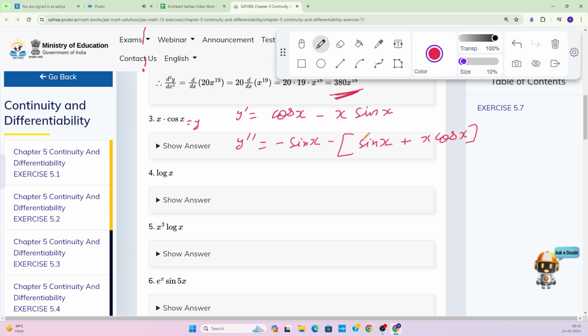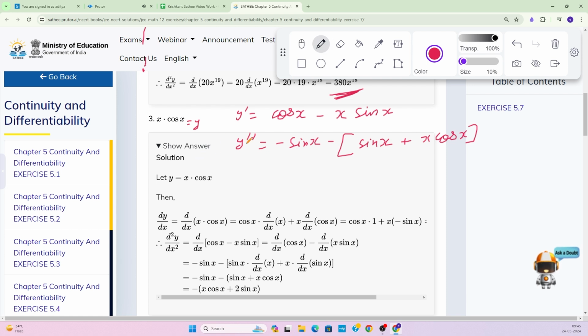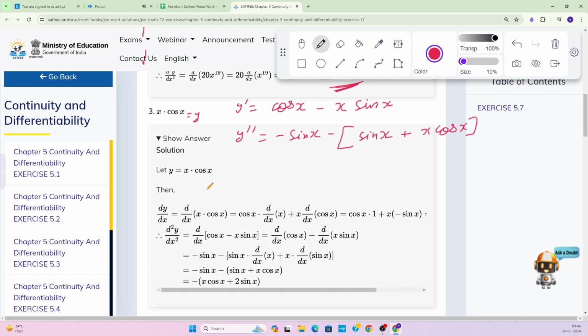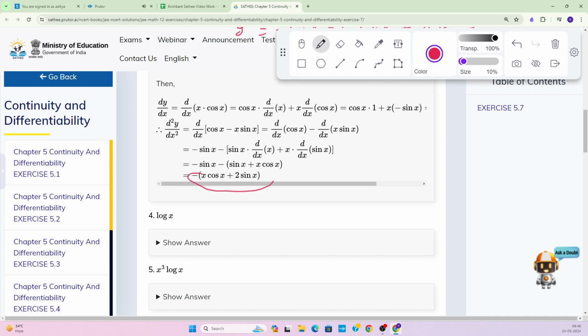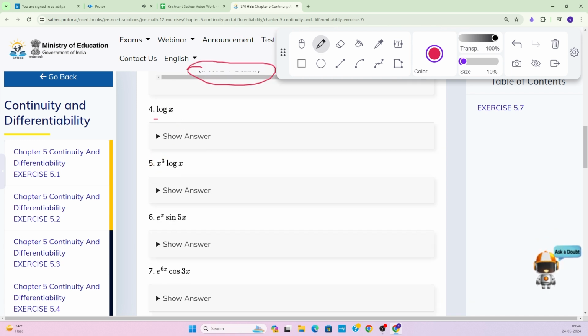Now just multiply with the sign and simplify it. Your answer will be minus 2 sin x and minus x cos x. Taking minus common, you will have minus of x cos x plus 2 sin x, as written over here. Simple.